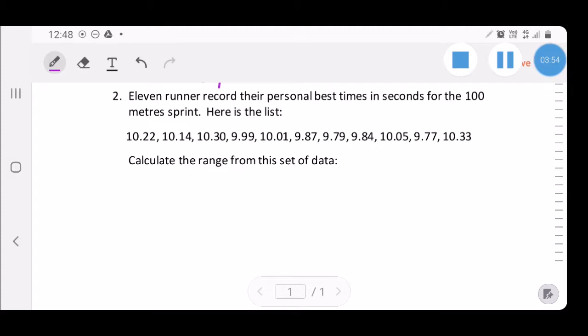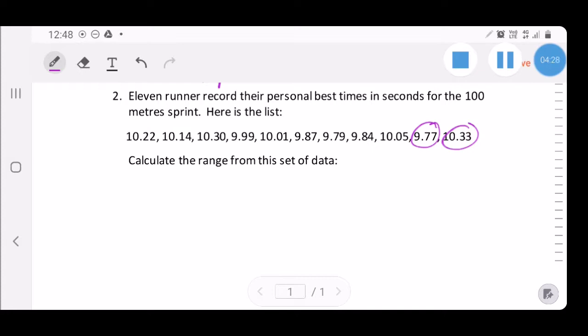Okay, so let's follow the same process. Let's identify the highest number, which is 10 seconds, 33 milliseconds, 10.33. That's still extremely fast. It's actually an Olympic qualifier. And the slowest time, the fastest time, where are we? Let's have a look. 9.7, oh, it's right next door again. 9.77. That's the fastest time.